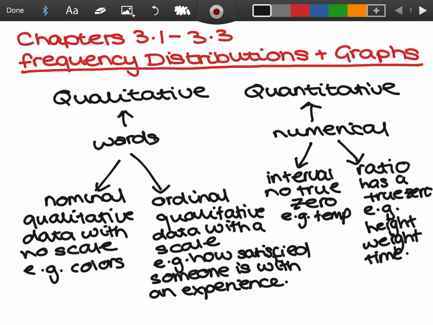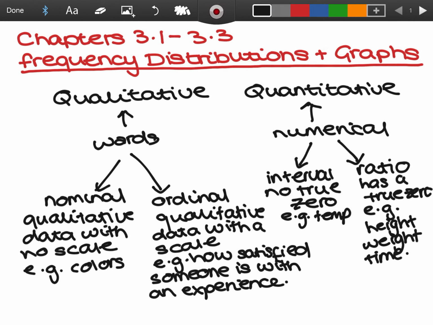If you say something is 0 inches tall, it means it's not there. If something has 0 weight, it's not there. If you have 0 seconds, it never happened. So it has a true 0. 0 means something. And also you can say, I have something that is 2 feet tall and something that is 4 feet tall. Well, the thing that's 4 feet tall is exactly double the height of the thing that is 2 feet tall.